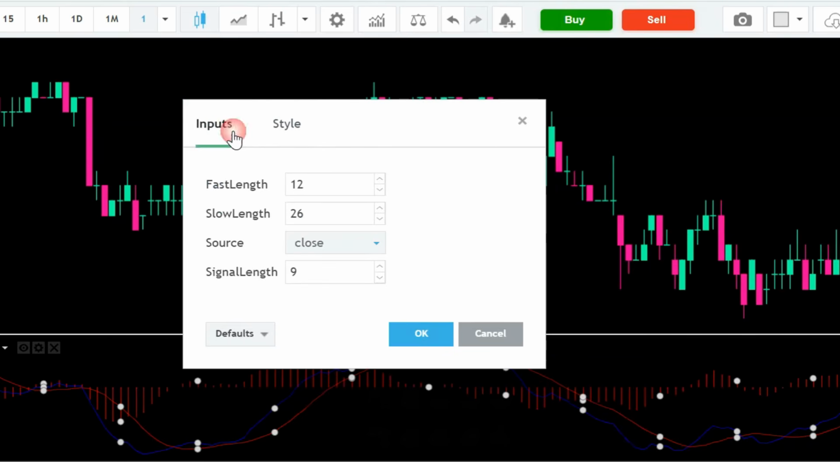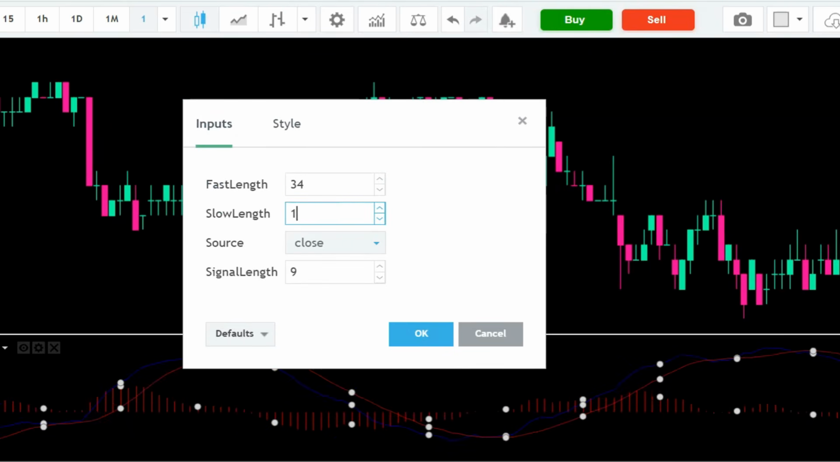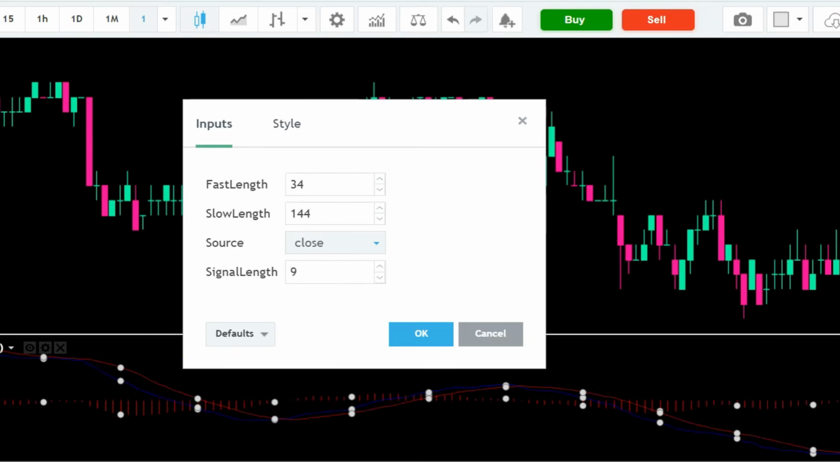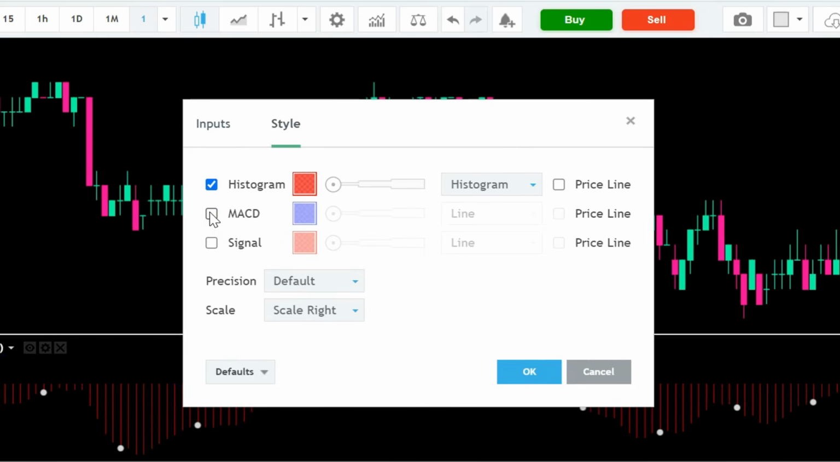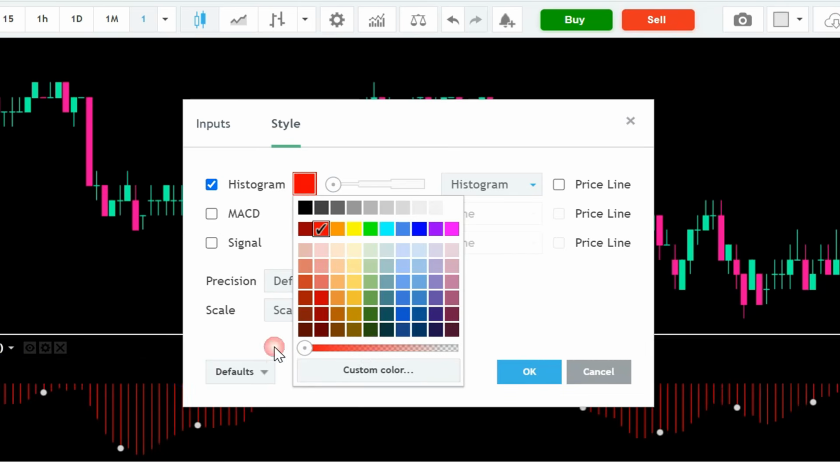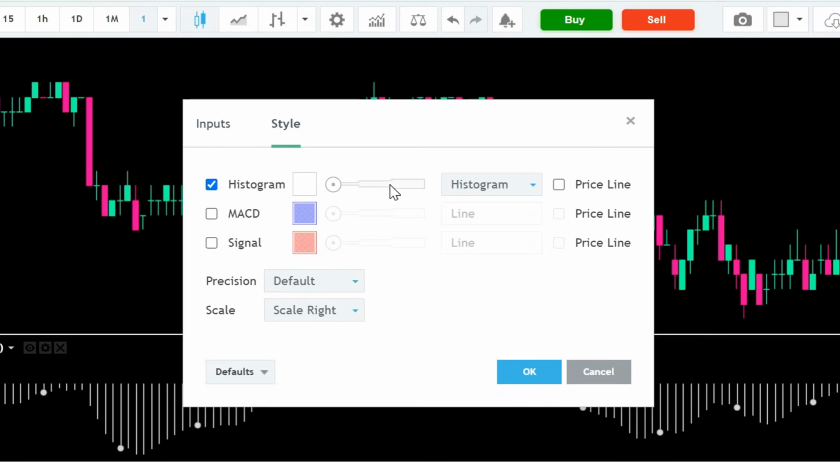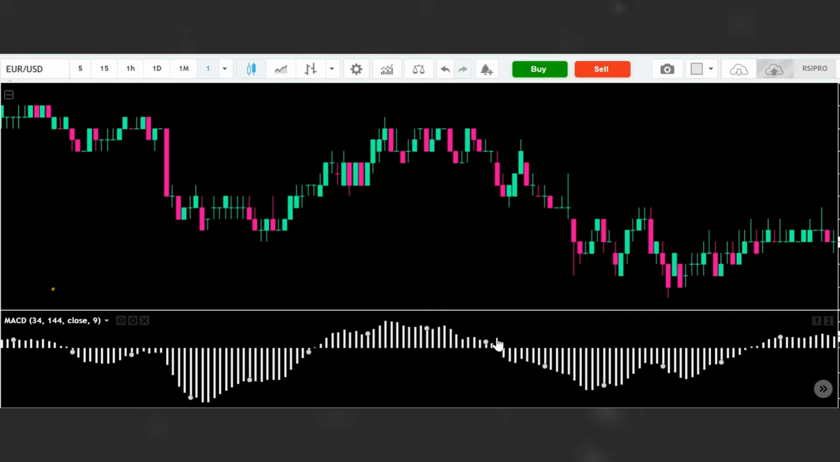For the first MACD, set the fast length to 34, the slow length to 144, and leave signal smoothing at 9. Then go to the style tab and uncheck the MACD line and signal line because we only need the histogram. Finally, change the histogram color to white and make it thicker so it's clearly visible on the chart.